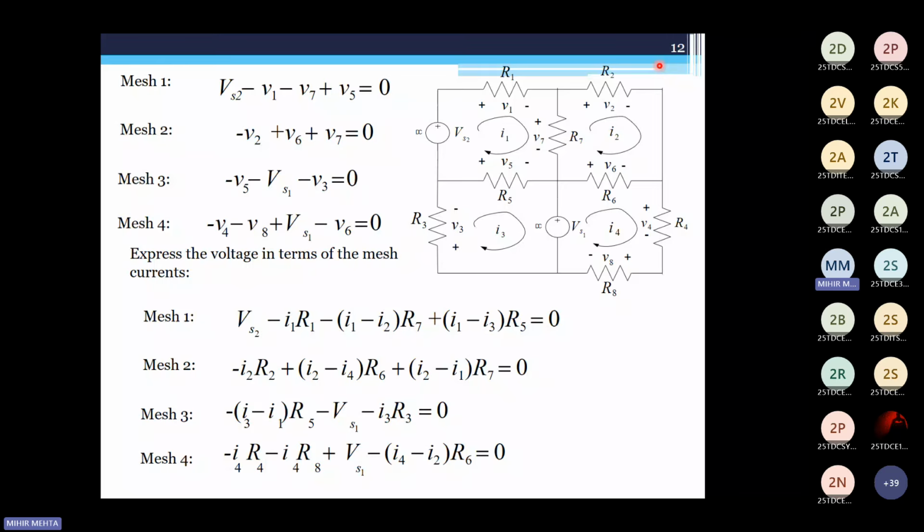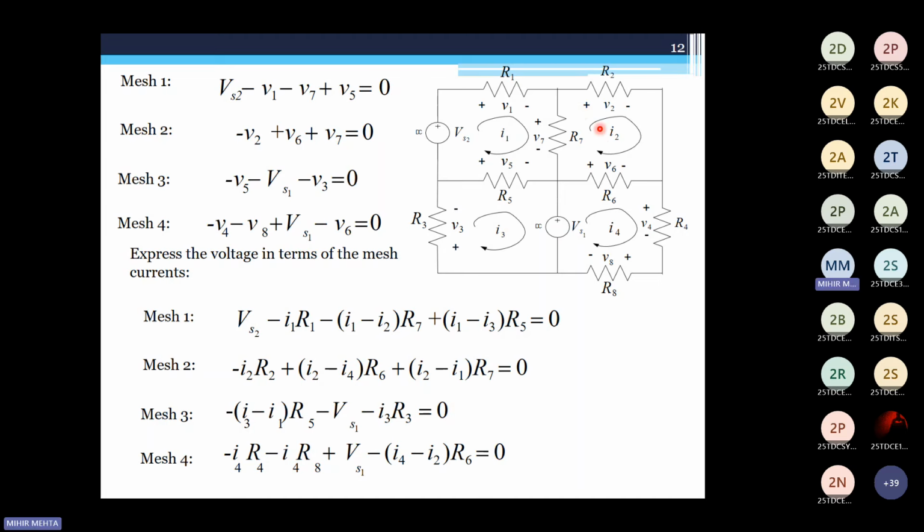Where did you not understand? I2 minus I1 into I2 minus I4 into R6. That is mesh, the mesh 4. Are you talking about the equation of mesh 4? No, mesh 2, I2 minus I4 into R6.